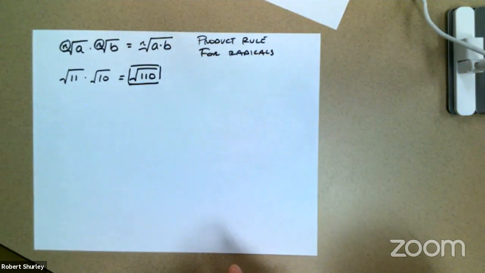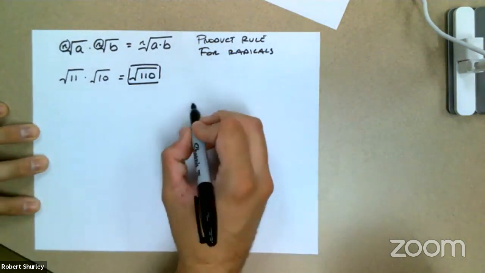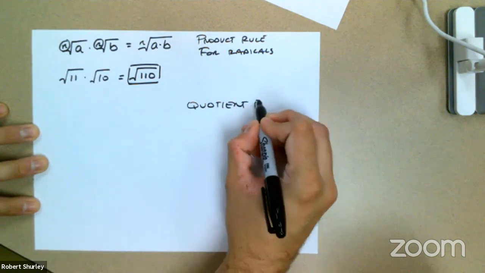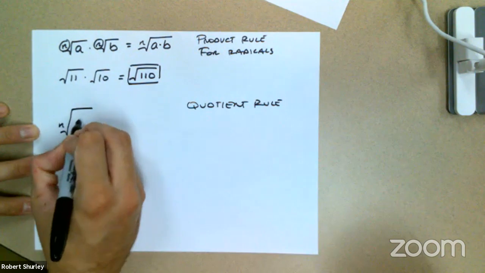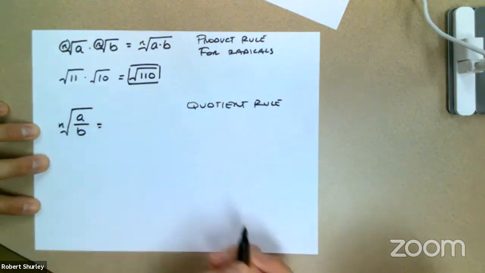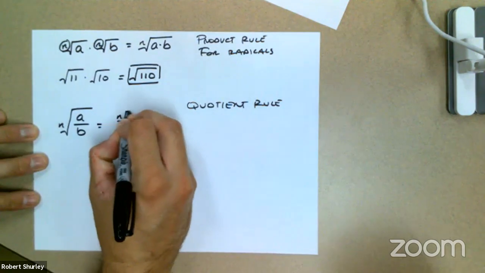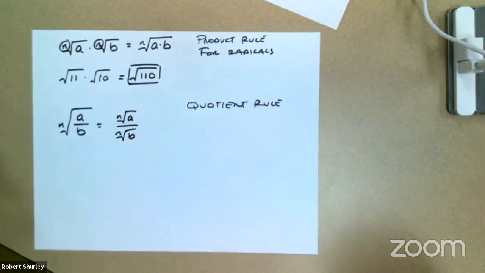Now, the quotient rule is what we actually did earlier. I brought it up beforehand, but the quotient rule says if we've got the nth root of a over b, just like the exponent stuff, we can take the nth root of a over the nth root of b. Okay, that's just the quotient rule.